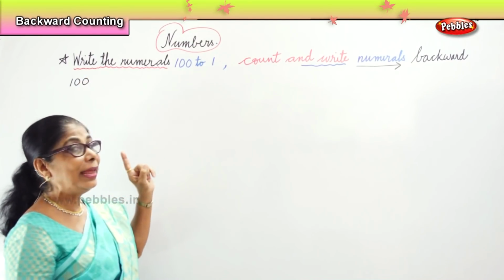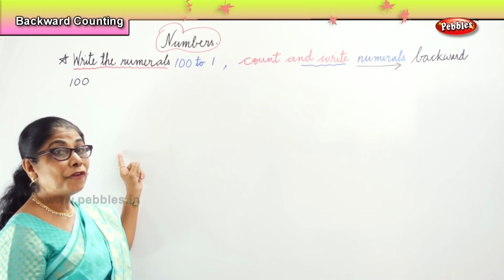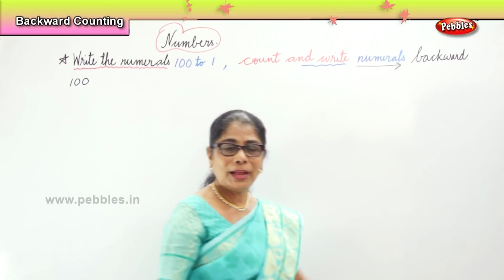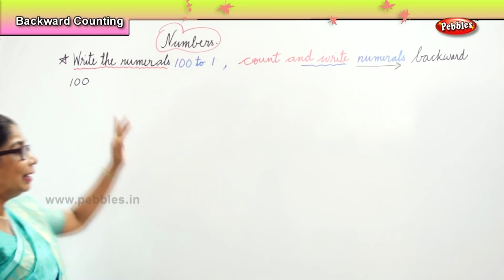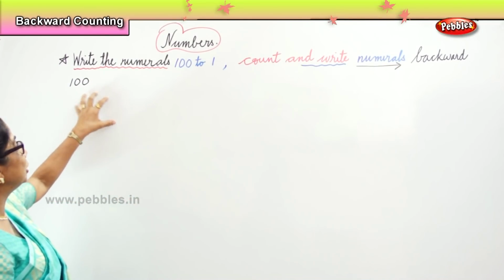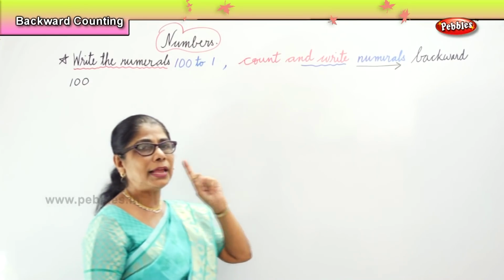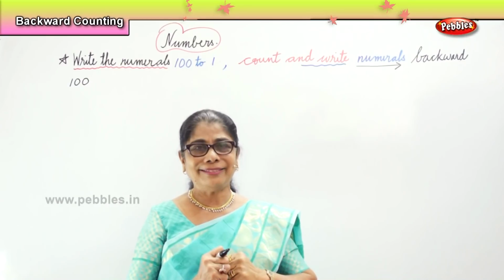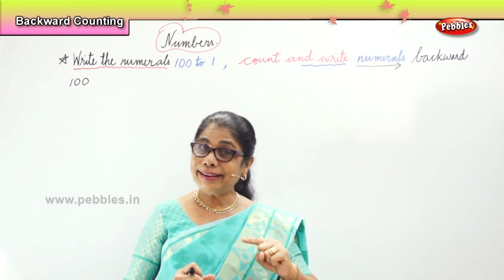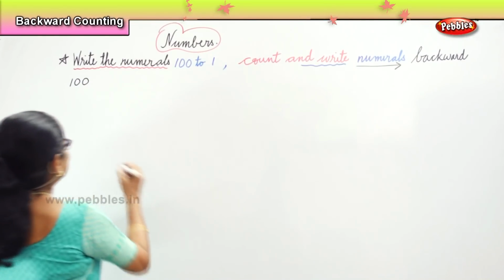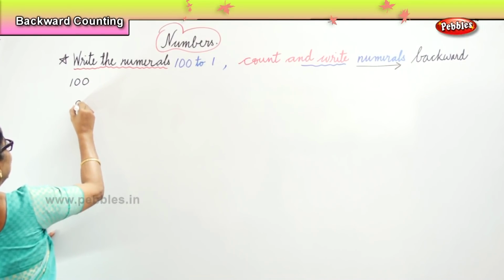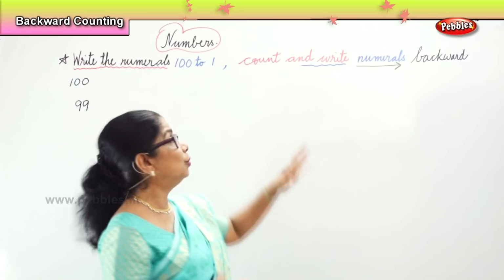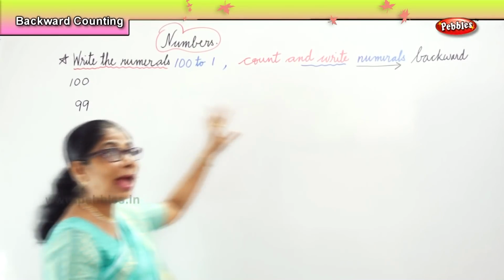Here, when you wrote forward numbers, you added 1 every time. In the backward counting, you're going to minus 1 every time. Take away. Now I got 100. Now minus 1, you get 99. So that's what we are going to do. Take away 1 as you count and write.